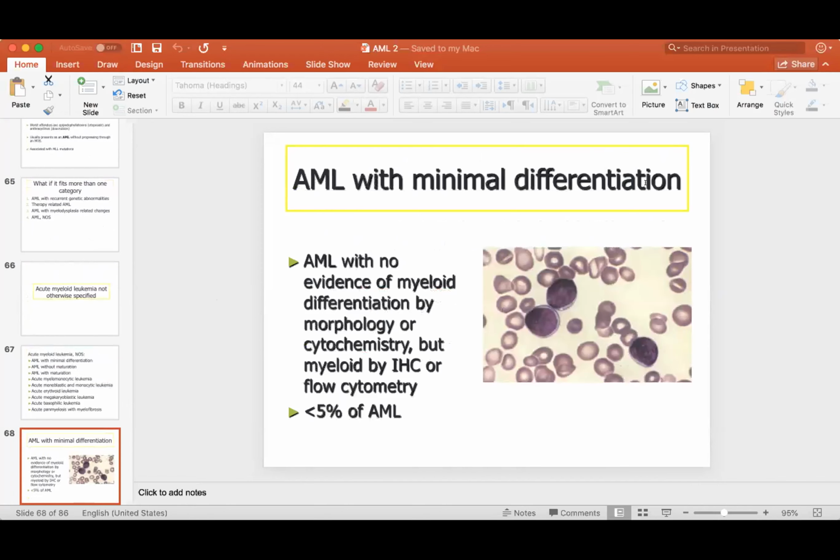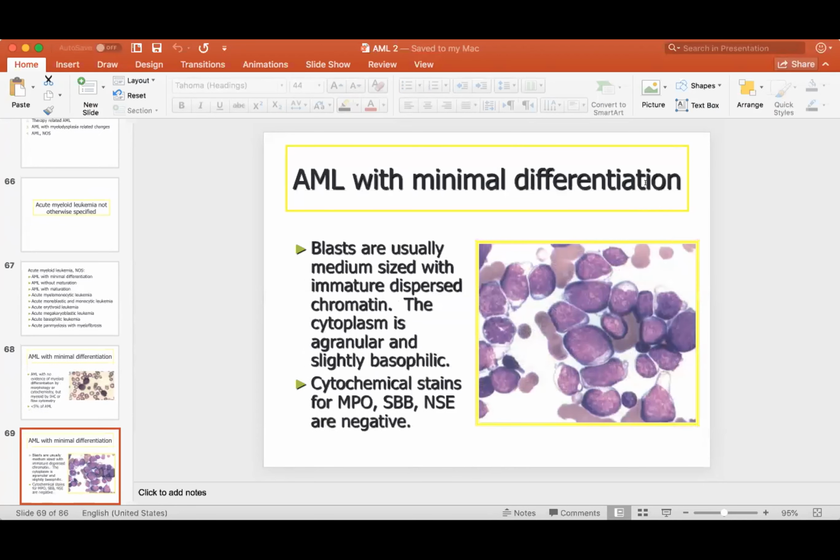So AML with minimal differentiation means that the blasts do not look like myeloblasts. You can't tell if they're myeloblasts or lymphoblasts or what type of blast. And also when you do cytochemistry, they're still negative. You can't tell it's a myeloblast. So MPO will be negative by cytochemistry. It might be positive by flow though. So here you see all the blasts, but they don't show Auer rods, and by cytochemistry, they're negative for MPO and Sudan black, which is another cytochemical stain that's positive in the myeloids.